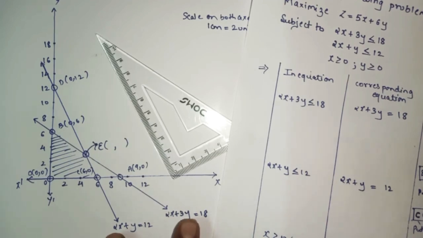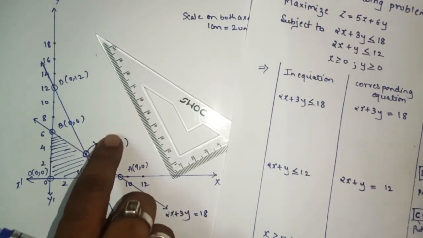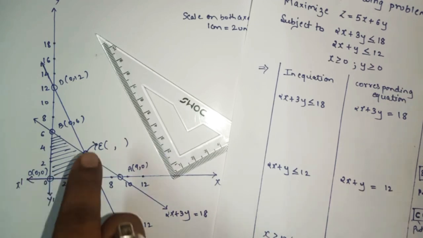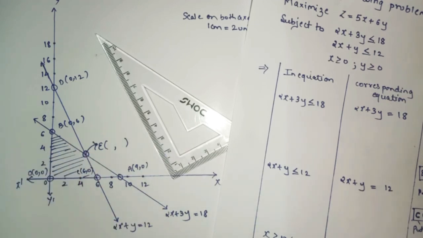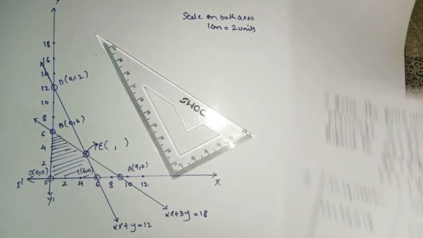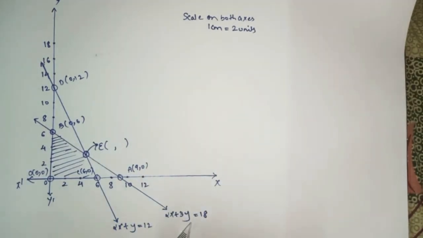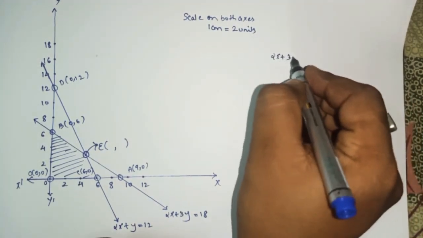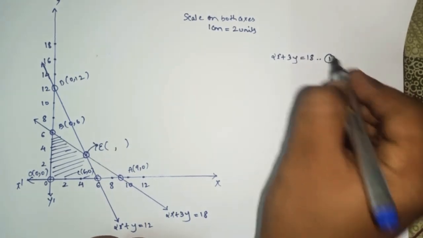Simply, you will solve these two equations simultaneously to get the answer of x and y. As we know, whenever two lines intersect each other and we have to find the point of intersection, the simplest way is to solve the two equations simultaneously, where you will get the values of x and y, and that x and y is the point of intersection between these two lines. So here we'll solve these two equations simultaneously. The equation is 2x plus 3y equals 18. We'll consider this as equation number 1.